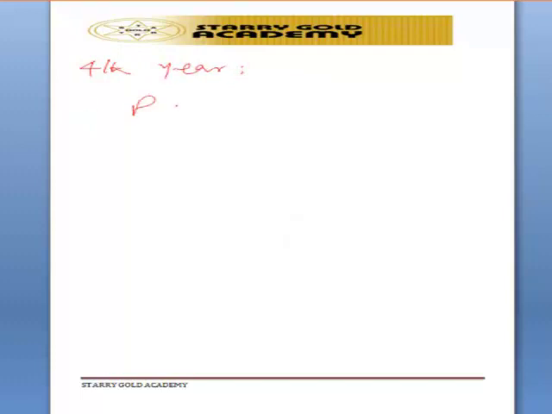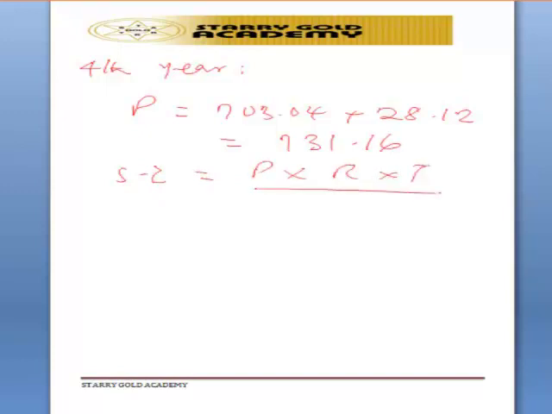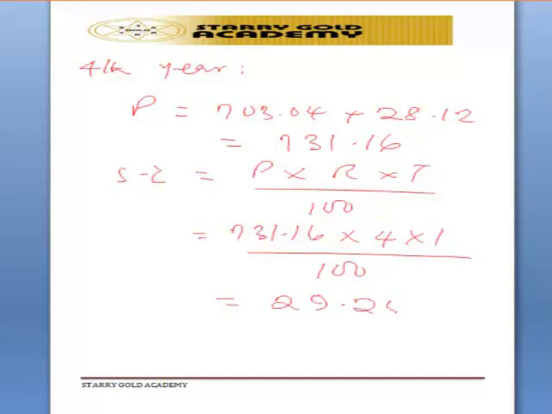Fourth year, my real principal will now be 703.04 plus 28.12. And that will be 731.16. So simple interest at that year will be P times R times T over 100. And that's 731.16 times 4 times 1 over 100. And this will be equal to 29.25. This can take me to my fifth year.